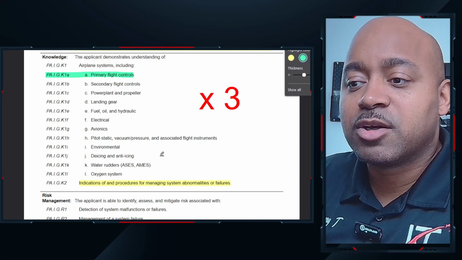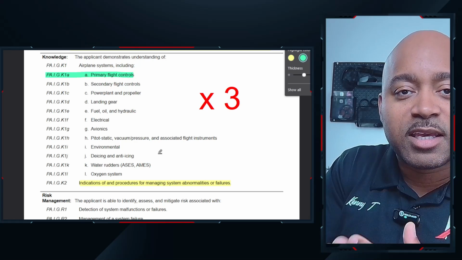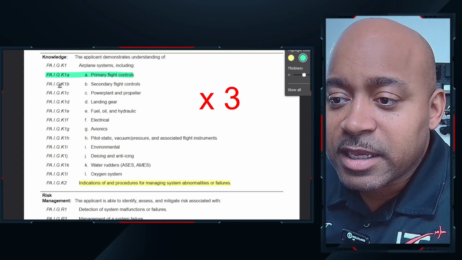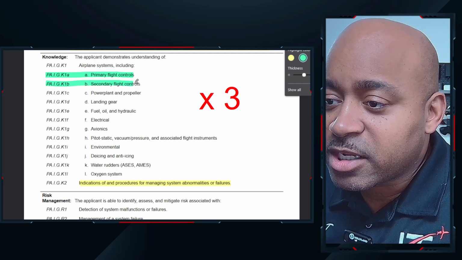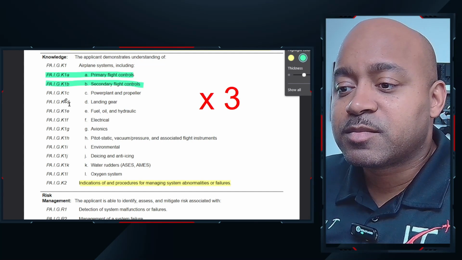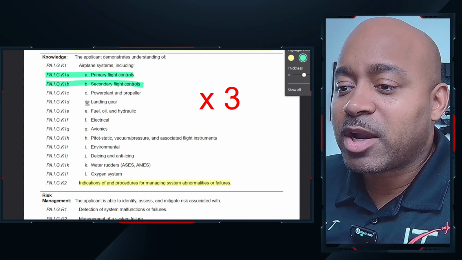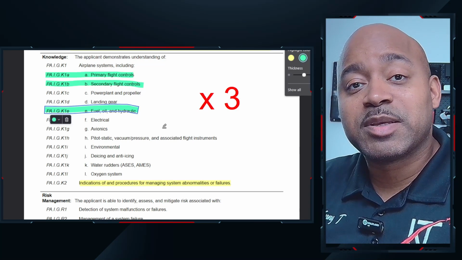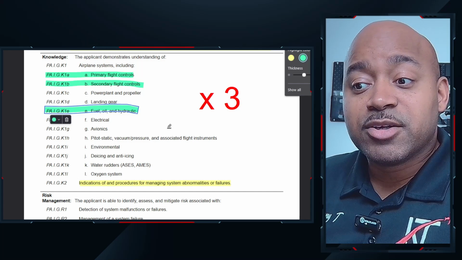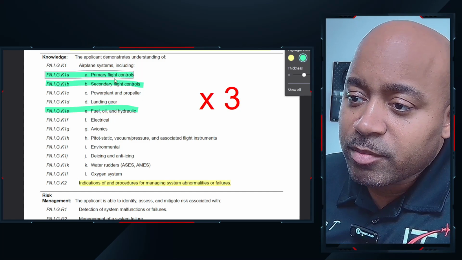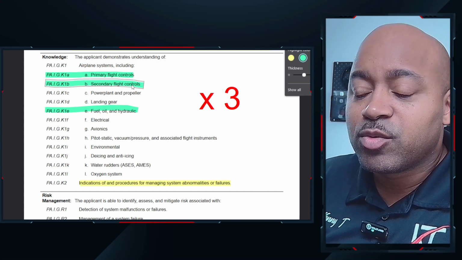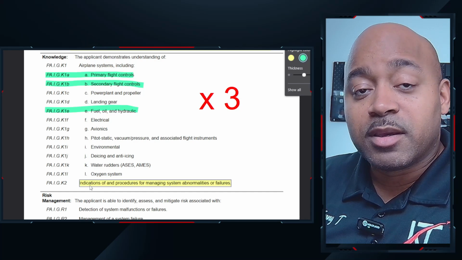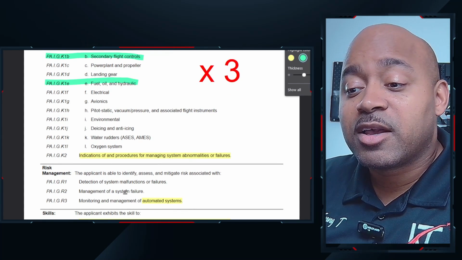Primary flight controls. Go through and look that up in your POH. Look that up in the PHAK. Understand that. Then go, boom, secondary flight controls. What are those? All the way down to powerplant, landing gear, fuel, and hydraulic. Understand each aspect of that in your aircraft. But they're going to choose 3, like I said. So go through one by one and understand it. Then understand what to do in a failure.